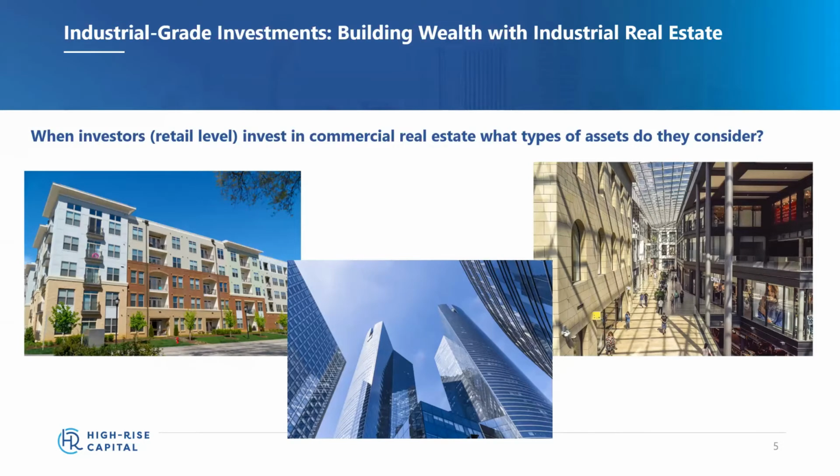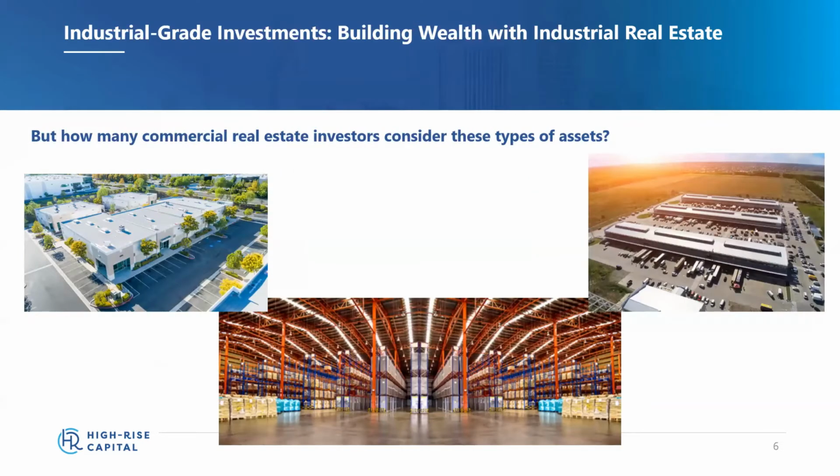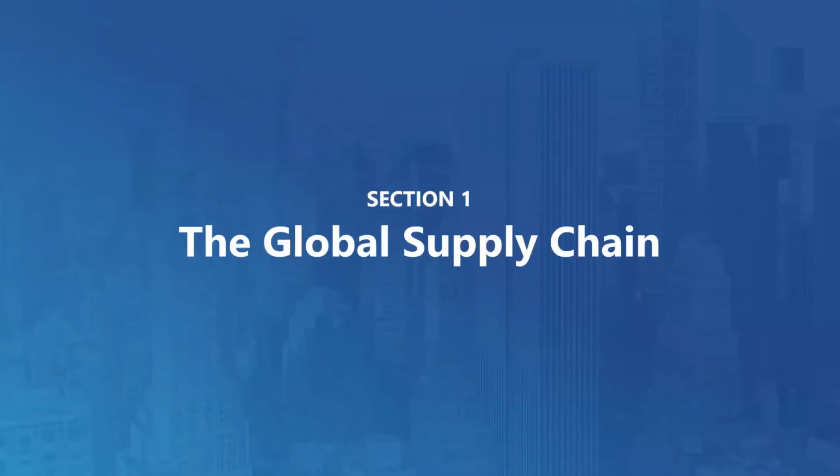When retail investors invest in commercial real estate, what types of assets do they typically think about? A lot of them invest in multifamily. Some may get into office, retail. Some savvier ones probably invest in self-storage and mobile home parks. But how many of them actually consider these types of assets? By these types, I'm referring to warehouses, manufacturing facilities, cold storage, data centers, multi-tenant facilities, fulfillment, last mile. All these various asset types consist of industrial real estate.